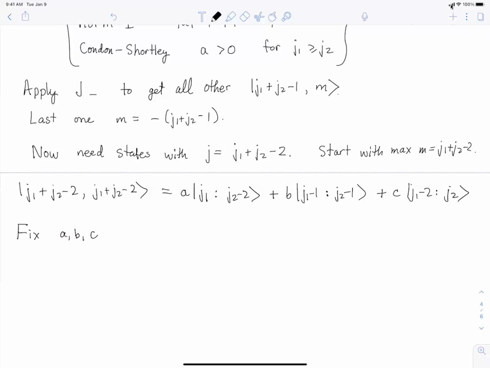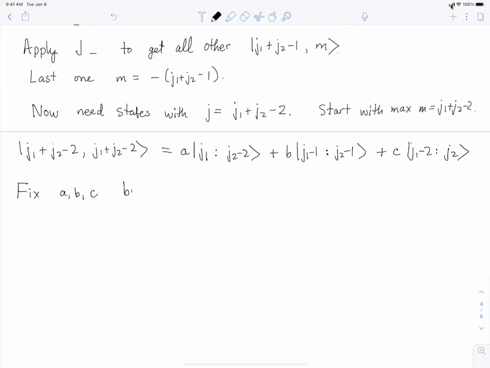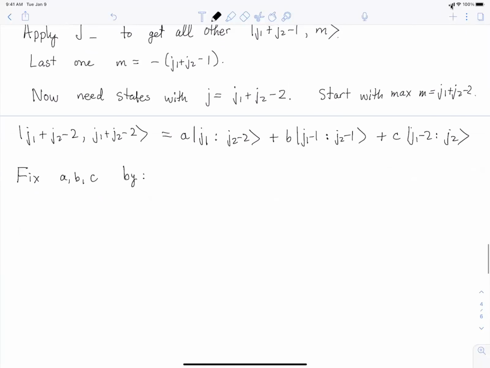So it turns out it is possible to do. And you can even solve for them uniquely. And so here's the things that you need. Again, we're going to use orthogonality. So this state that we've written has to be orthogonal to two different states now, namely J1 plus J2, J1 plus J2 minus 2, and J1 plus J2 minus 1, J1 plus J2 minus 2.